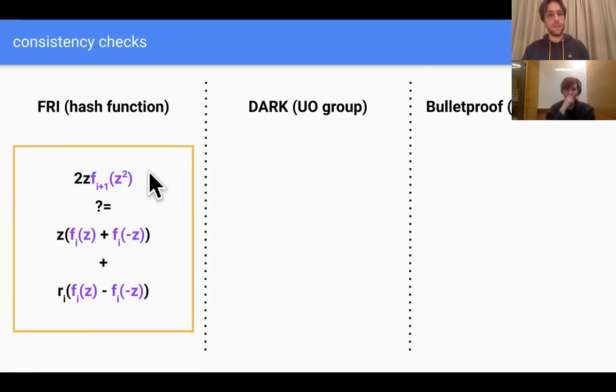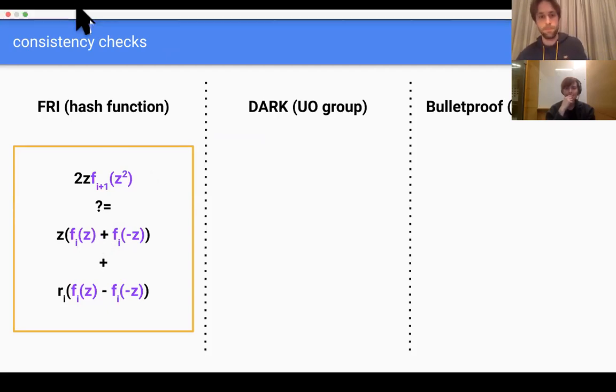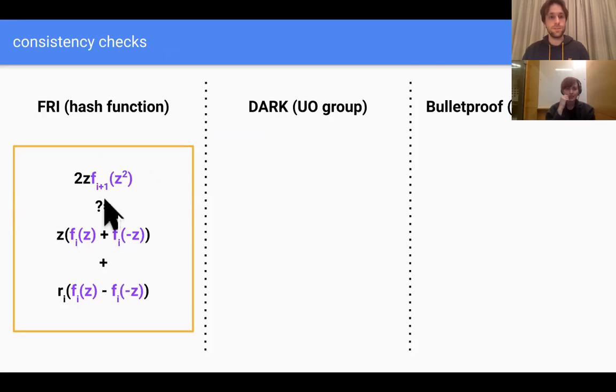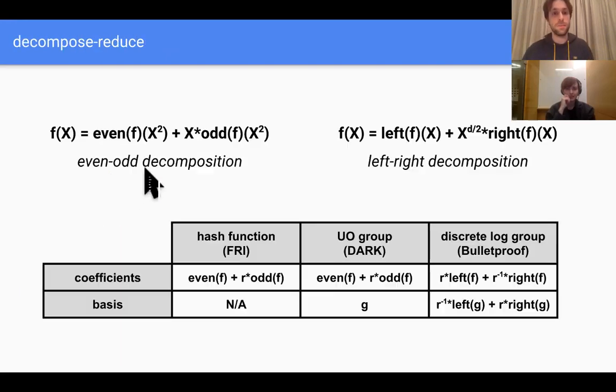Justin, can you explain why the square, where does the square go? So the square comes from here. Basically, the relationship between the even part of F and the odd part of F, you have this square part here. What creates this?